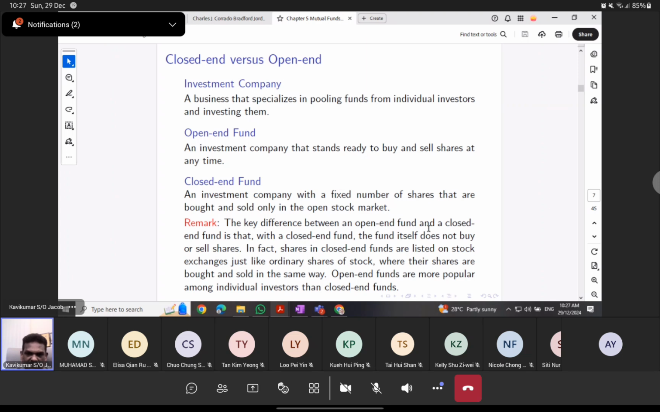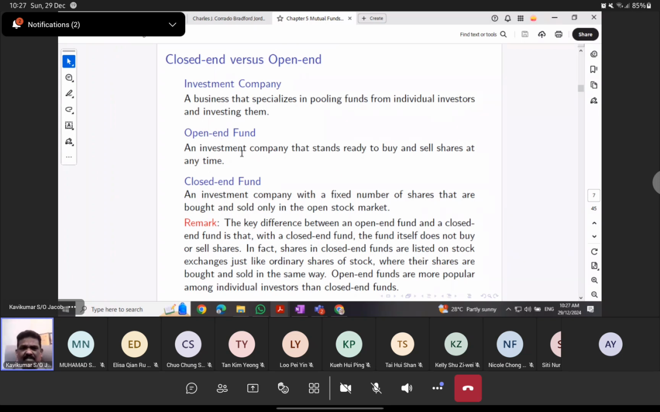The difference between an open-end fund and a closed-end fund is that with a closed-end fund, the fund itself does not buy or sell shares. In fact, the shares in closed-end funds are listed on stock exchanges, just like ordinary shares of stock, where their shares are bought and sold in the same way. Open-end funds are more popular among individual investors than closed-end funds.